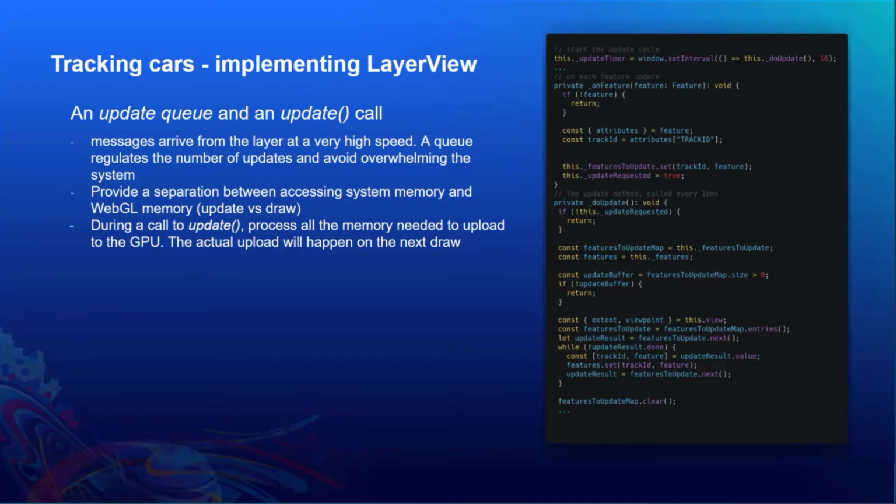This update method is fired every 16 milliseconds, as you can see here. Whenever we have a call to feature, meaning that it's fired by the WebSocket, we're going to accumulate those updates in a queue. And then whenever the update method is called, we're going to flush that queue, synchronize the data, and generate the data that has to go over to the GPU.